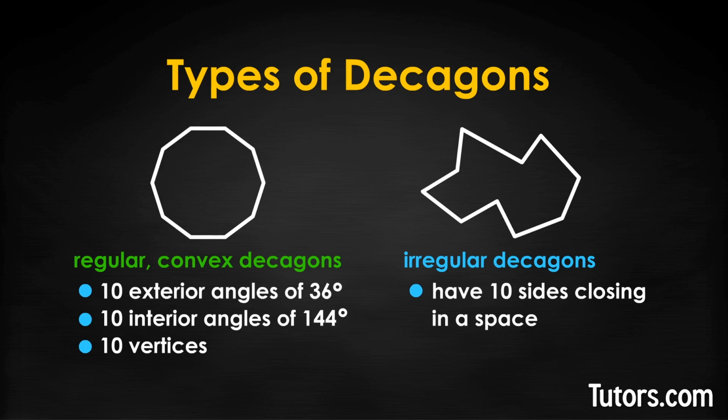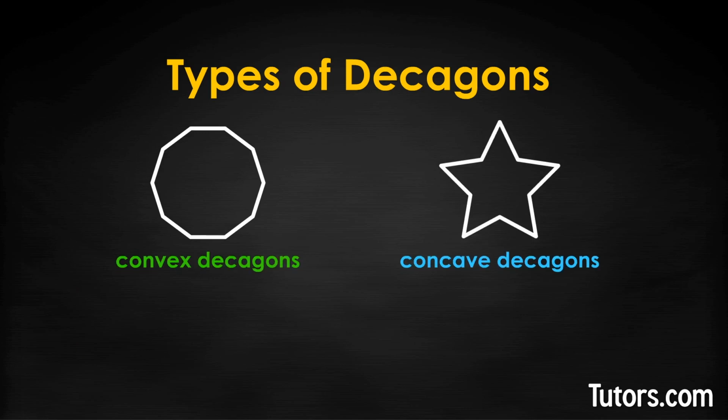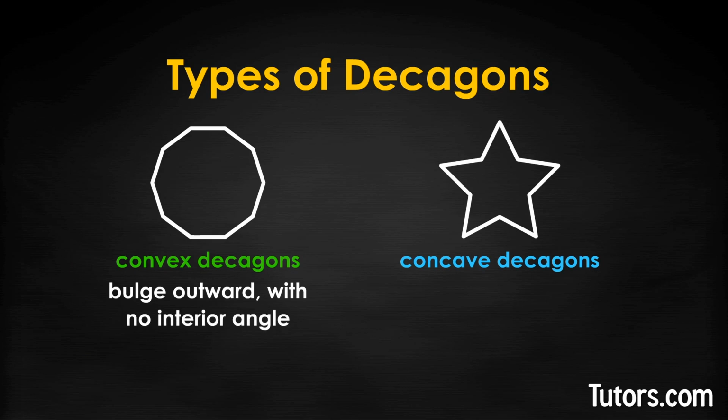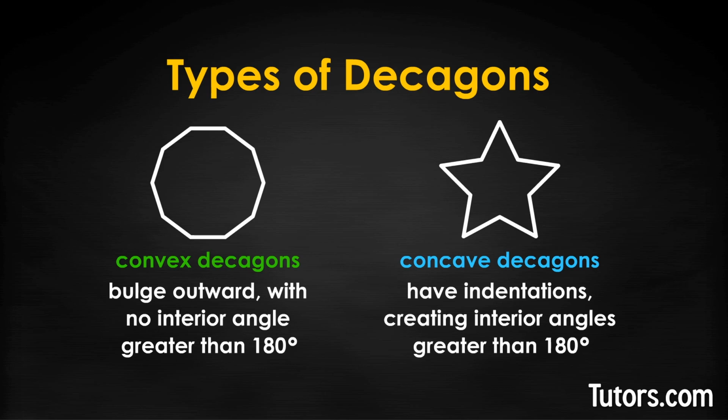Irregular decagons must simply have 10 sides closing in a space, but the lengths of their sides can vary greatly. Most polygons can be convex or concave. Convex decagons bulge outward, with no interior angle greater than 180 degrees. Concave decagons have indentations, creating interior angles greater than 180 degrees. That is why the outline of a 5-pointed star is a concave decagon. It has 5 interior angles, each of which is far greater than 180 degrees.